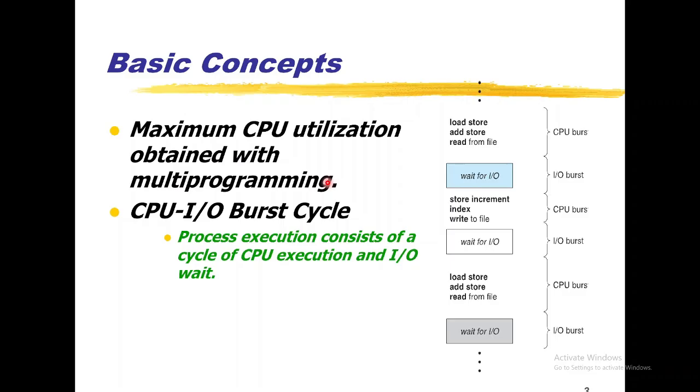From the previous lecture, we had seen that multi-programming is better than single programming because we can schedule more jobs. While one process is in the wait cycle doing I/O bursts, another process can be using the CPU at the same time. So the CPU I/O burst cycle is this: process execution consists of a cycle of CPU execution and I/O wait. So you have your CPU burst, I/O wait, CPU burst, I/O wait, and gradually you get the system running.